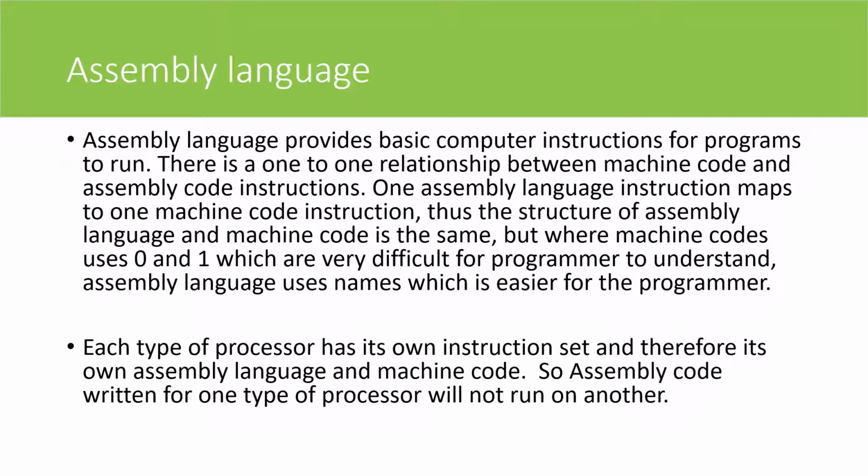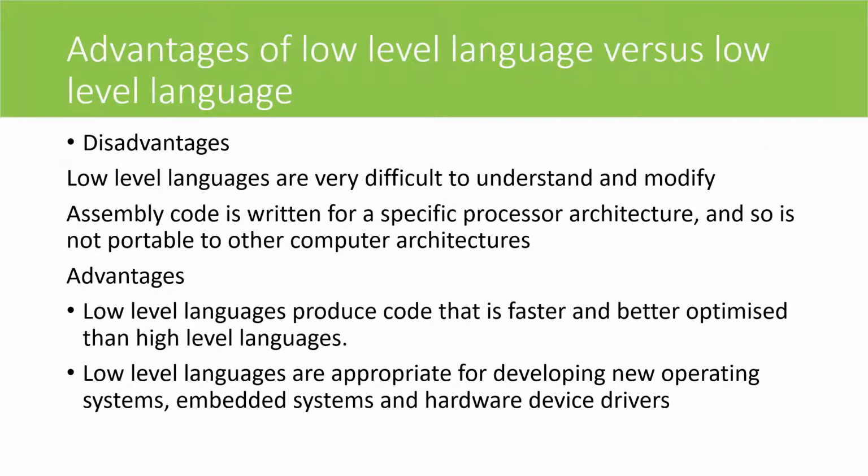Each type of processor has its own instruction set and therefore its own assembly language and machine code. So assembly code written for one type of processor will not run on another. The disadvantages of low-level languages are that they're very difficult to understand and modify. Assembly code is written for a specific processor type and so is not portable to other computer architectures. The advantages are that low-level languages produce code that is faster and better optimized than high-level languages. Low-level languages are appropriate for developing new operating systems, embedded systems, and hardware device drivers.